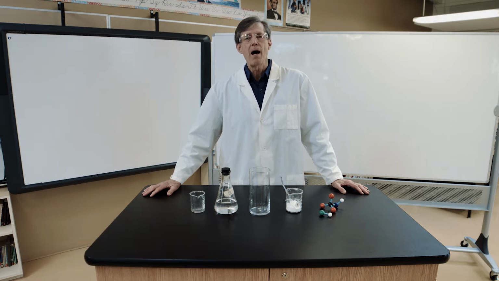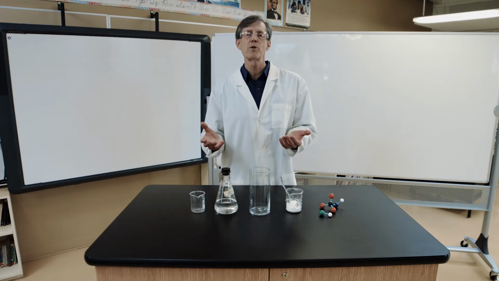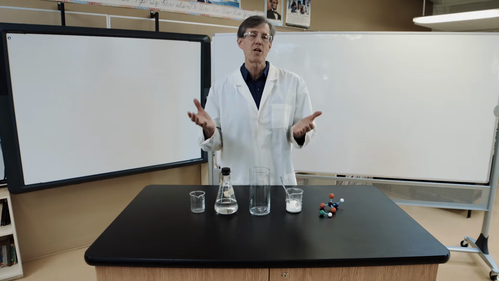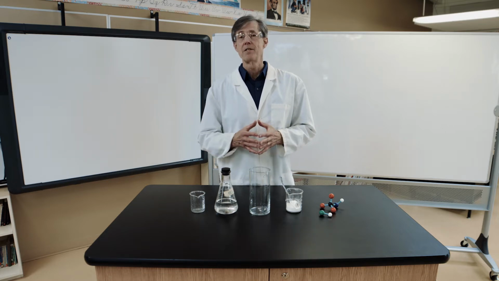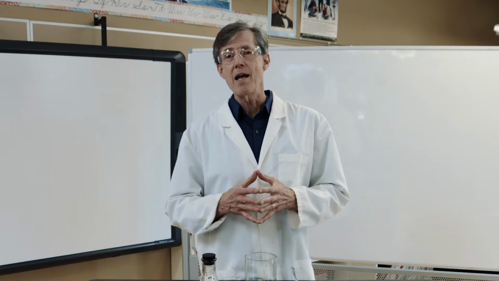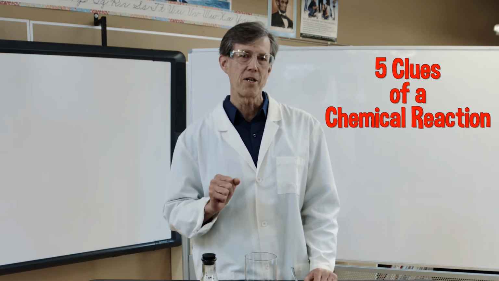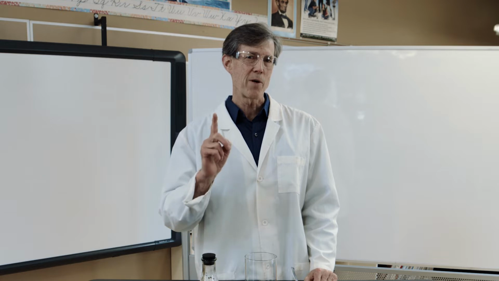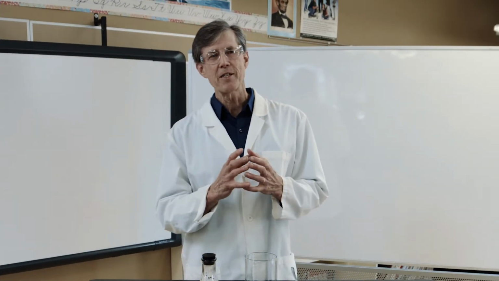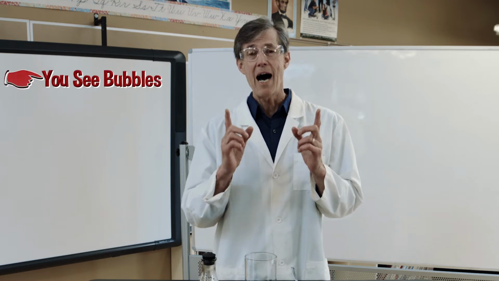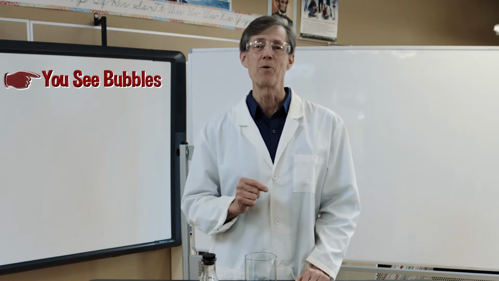He's already talked to you about the difference between a chemical reaction and a physical change, and there's a big difference. I'm here to help you identify 5 clues. There's 5 ways that you can tell a chemical reaction is taking place. Here's the first one. If you see 2 things being mixed together and you see bubbles, there you go. That is a chemical reaction.